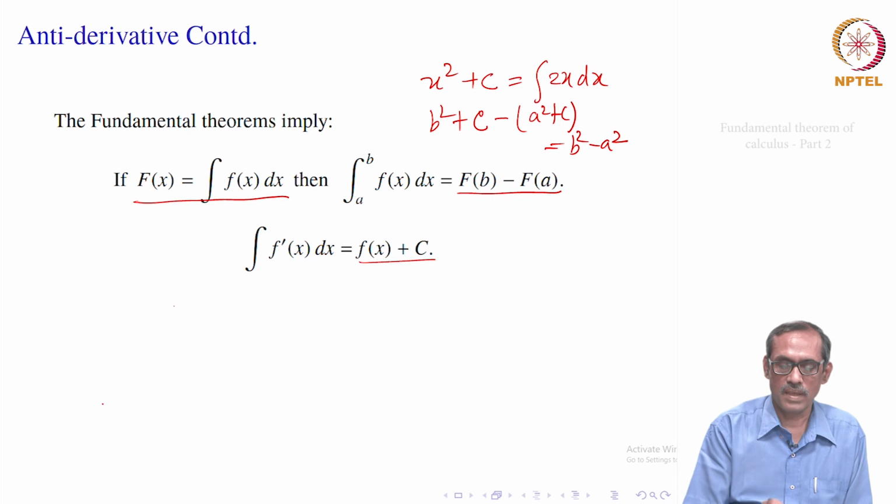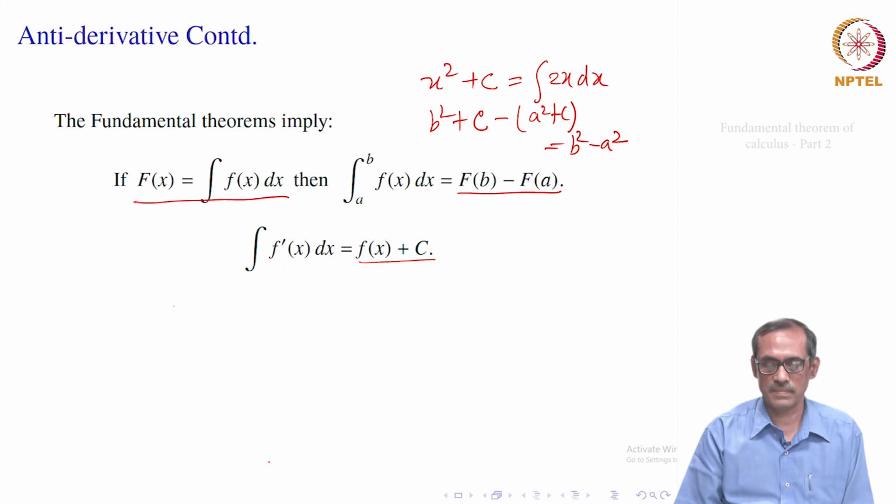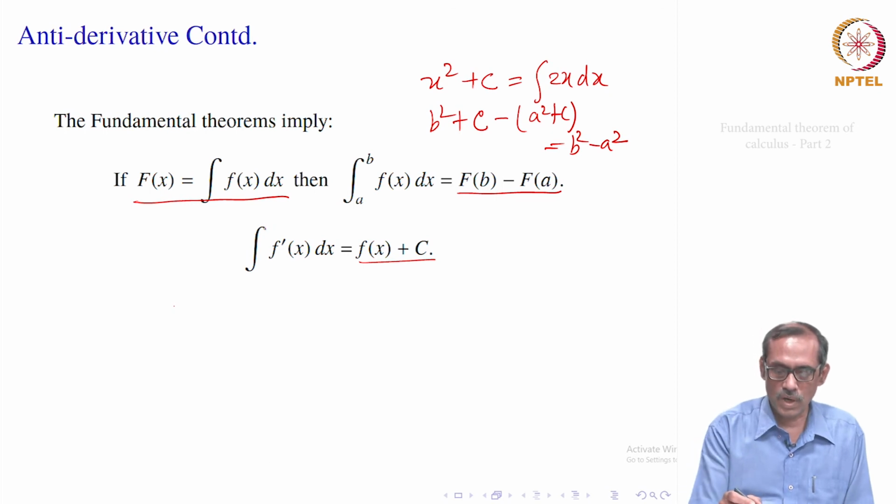If capital F of x is the indefinite integral, then when evaluated from a to b, the definite integral equals capital F of b minus capital F of a, and the indefinite integral of f prime x dx equals f of x plus c. After this we will not always say indefinite integral, we just say integral of f prime x dx, and for the definite integral we will say integral from a to b of f of x dx. That way we will be reading it.